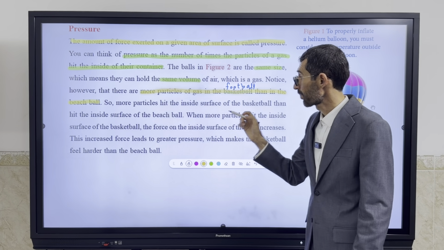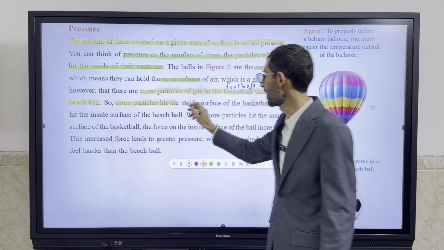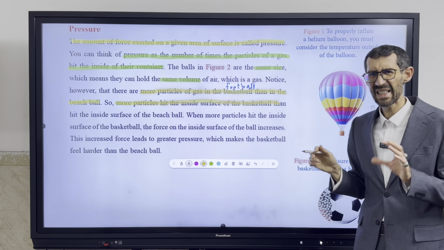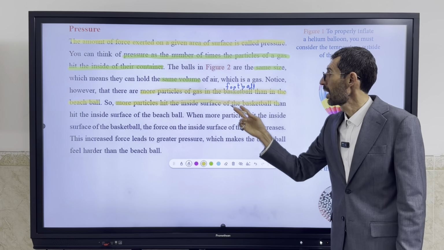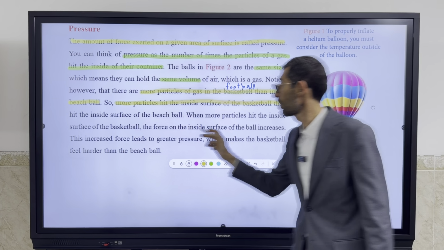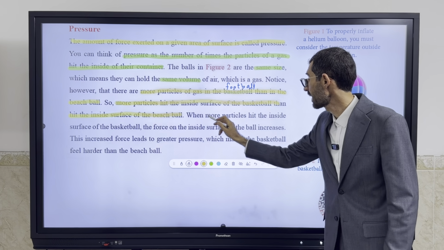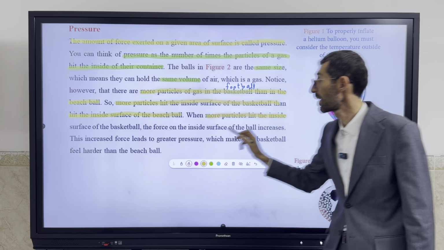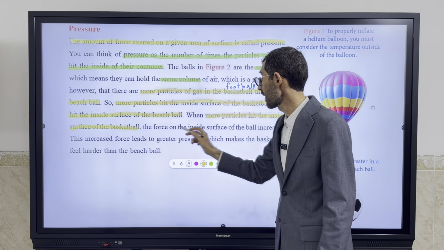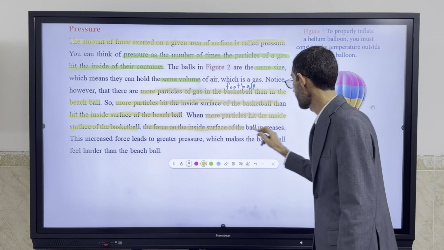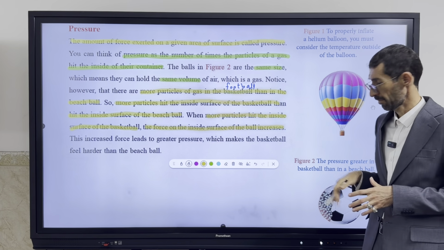Let me highlight some information for you. I want you to highlight this information, and it's easy. It's not difficult. If you read it, it's very easy. More particles hit the inside surface of the basketball than hit the inside surface of the beach ball. When more particles hit the inside surface of the ball, the force increases. The force increases. I'm going to summarize it for you when we finish the reading.